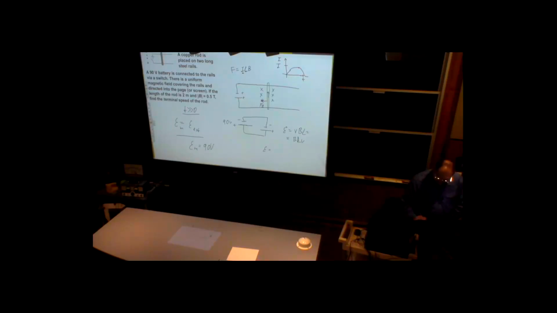this equation, EMF equals Blv, v equals EMF over BL, and in this situation that's 90 over 0.5 times 2. 0.5 times 2 is 1, so that gives a simple calculation for that terminal velocity.